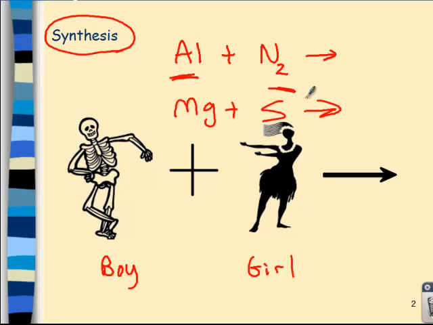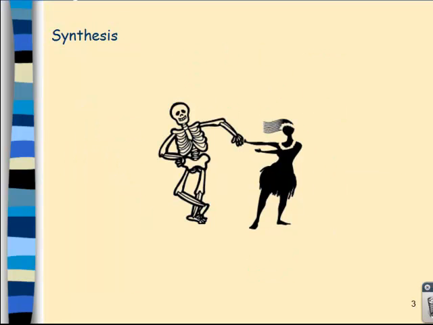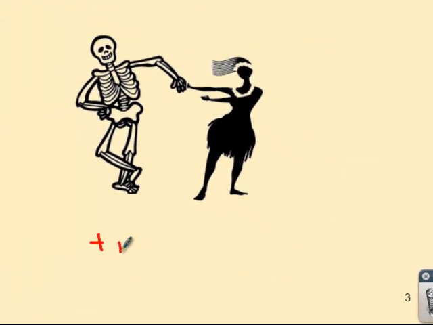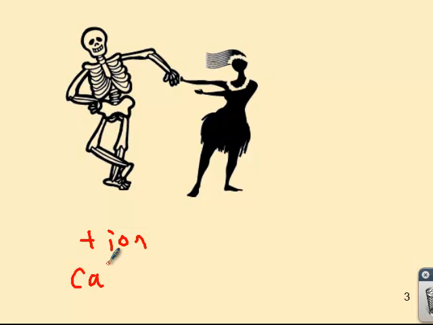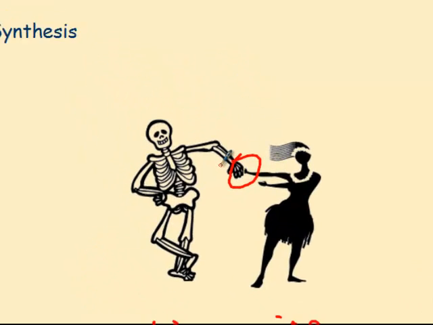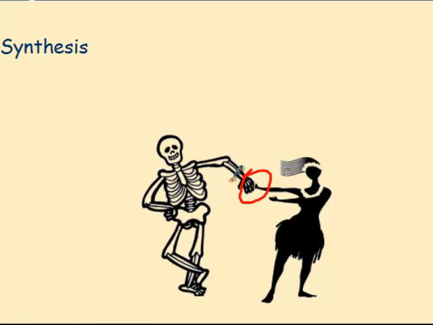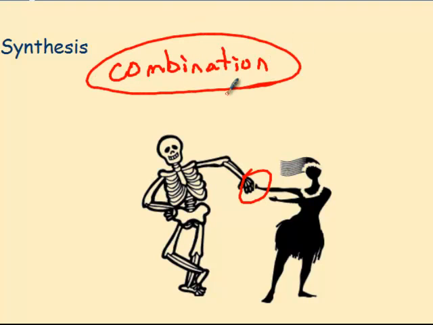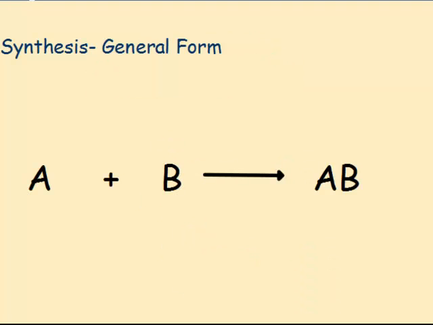Well, when you have a boy and a girl trying to go dance, you end up with a happy couple dancing. Remember, we always put the positive ion, known as the cation, first. The negative ion, known as the anion, second. And we write the chemical formula. Look how nice their hands even meet. So it's called a synthesis. It is also known as a combination reaction. So synthesis or combination, you have an element plus an element yields a compound.